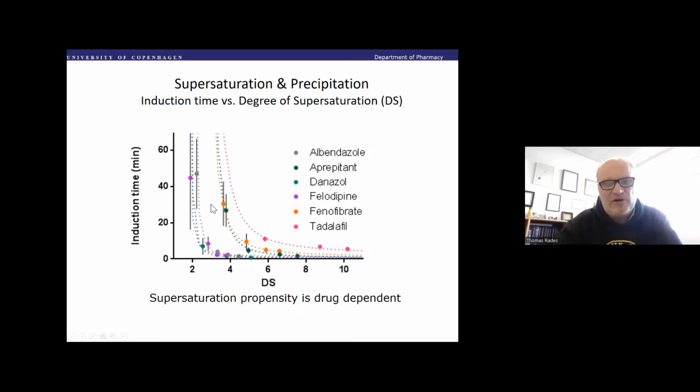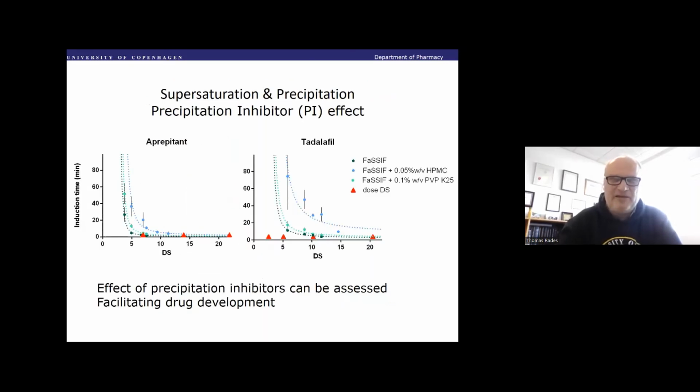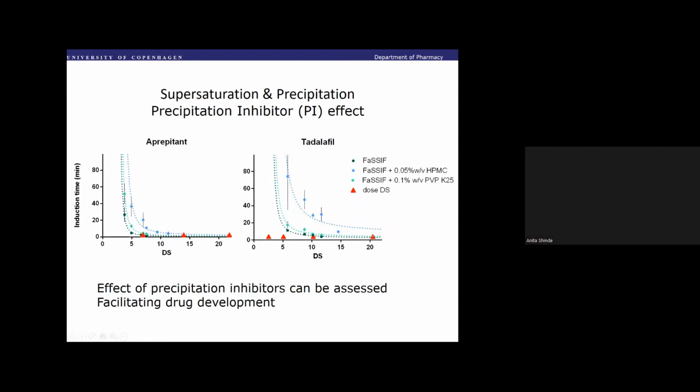So now we have some sort of a tool where we can say, okay, for this particular drug, we would need an increase in the solubility by 4-fold or whatever, and then we can estimate how long this drug would stay dissolved in the amorphous form. So that's super handy, because it tells you if the drug is worth being developed into an amorphous form, or if we need to do something, for example, adding a precipitation inhibitor like HPMC or PVP.